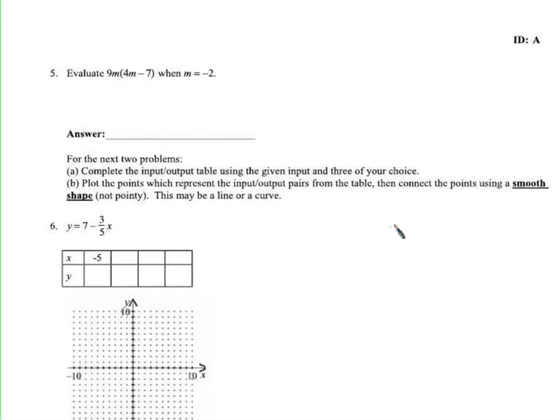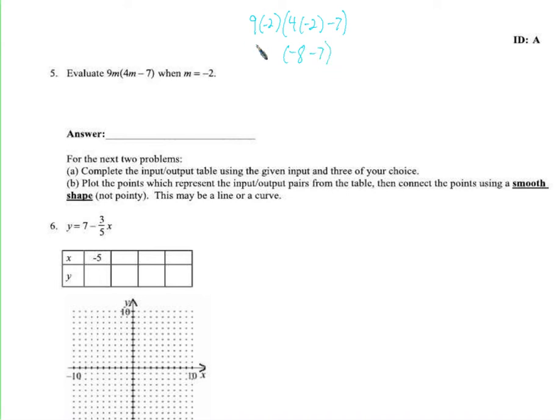Alright, so we're on to the next page. We're going to evaluate this when M is equal to negative 2. We could do this lots of different ways, but the most straightforward way would be to just plug in negative 2 for M and go for it. 9 times 4 times negative 2 minus 7. So we'll just do the order of operations. 4 times negative 2 first, that'll be negative 8 minus 7.